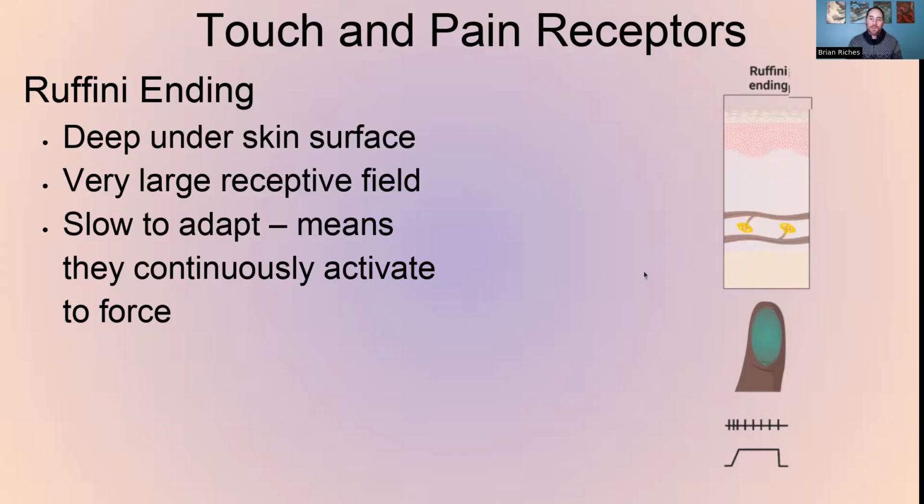All right, now we'll go into some receptors that are further deep under the skin. So this is pretty deep under the skin surface. It's called Ruffini endings. They have even larger receptive fields. So it's getting data from a lot larger area on your skin.